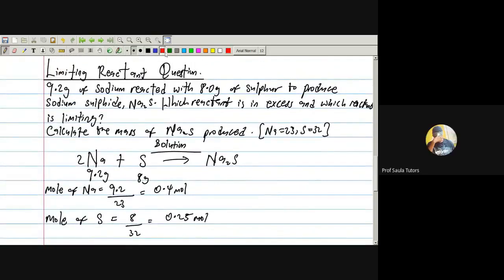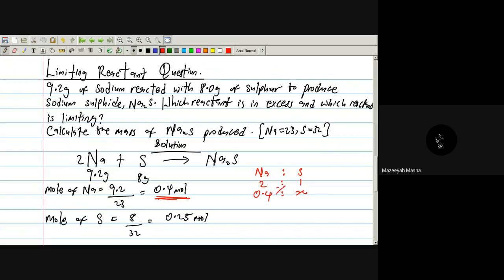Yes, sir. Now, I'll just continue here. Check what we have. We have sodium ratio sulfur. Now, according to this stoichiometric equation, what's our mole ratio? Can you tell us? Our mole ratio is 2:1. Thank you. Now, remember, I want to know which of these reactants is limiting. According to the equation, 2 moles of sodium react with 1 mole of sulfur. Now, let's check 0.4 mole of sodium.